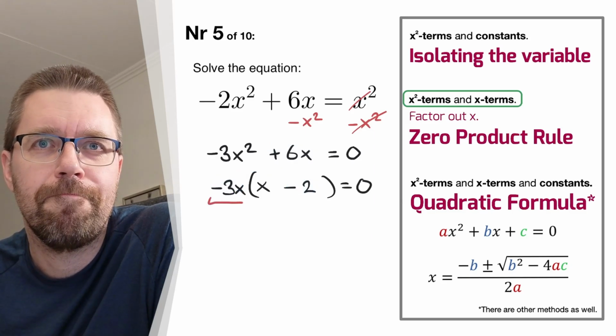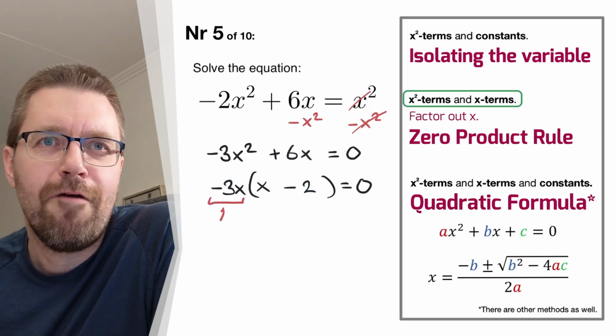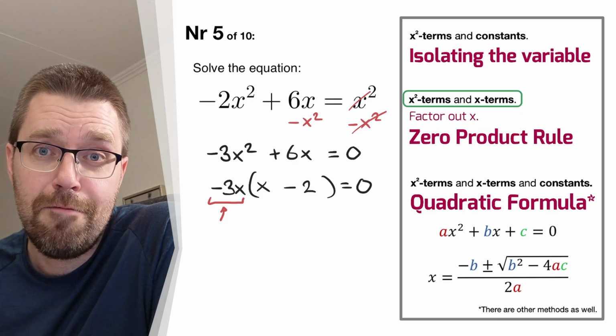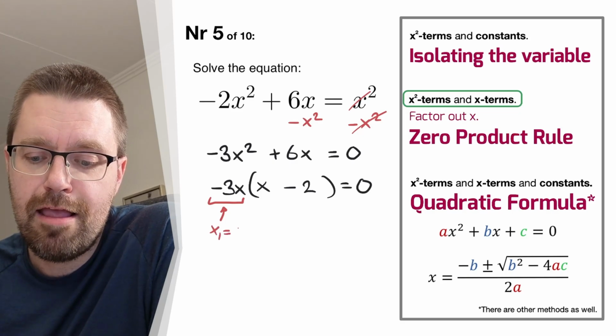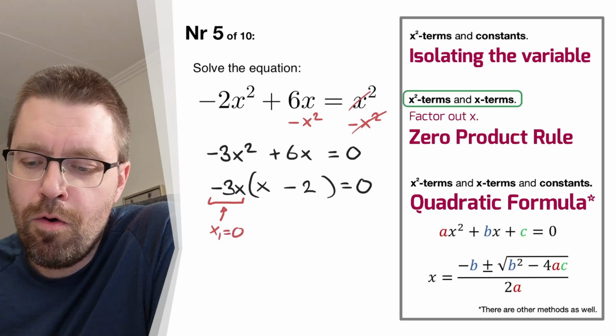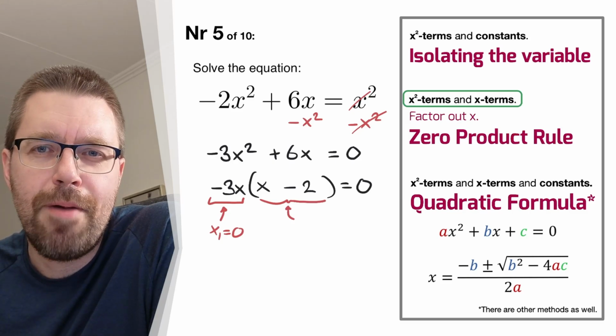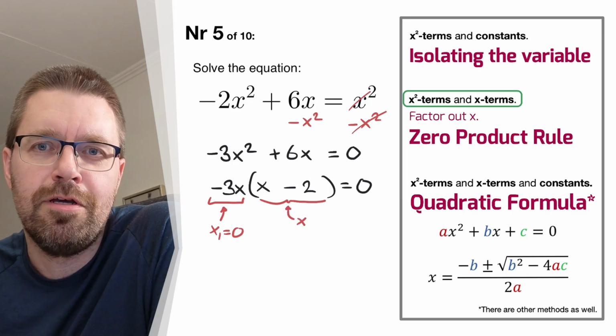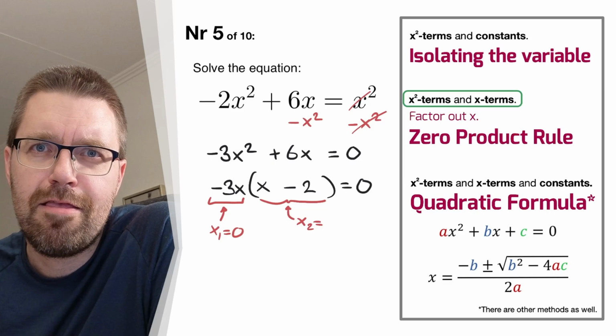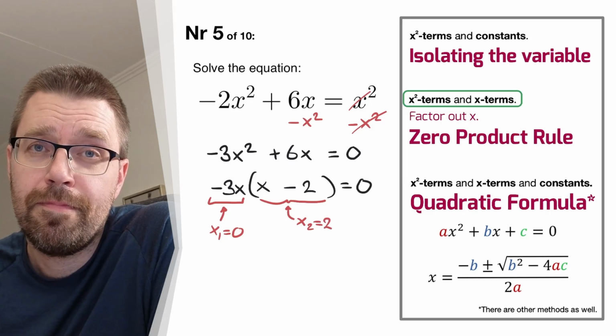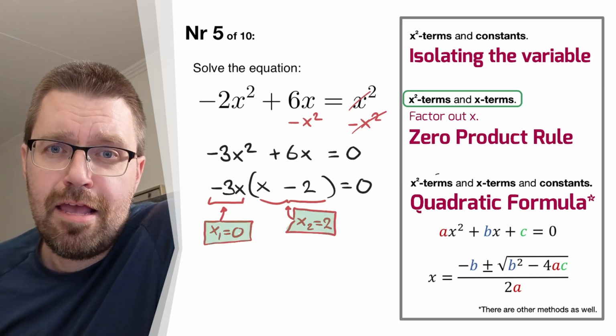So this is correct. And then the first factor, if this is equal to 0, then x must be 0. Or the second factor, if the parentheses are equal to 0, then x must be 2. And there are the solutions.